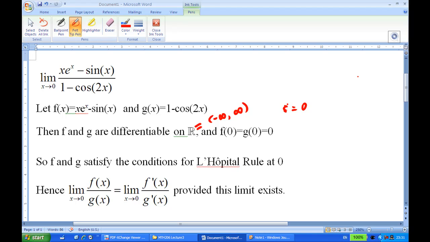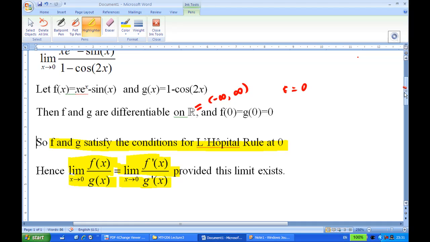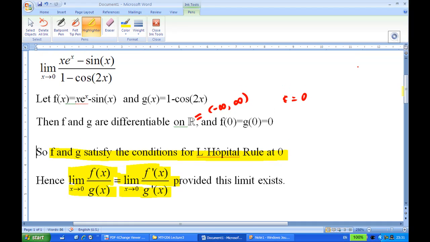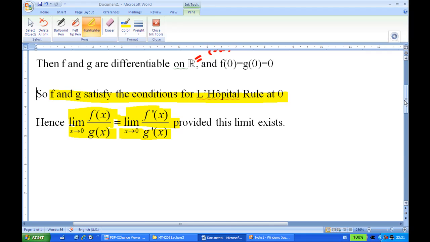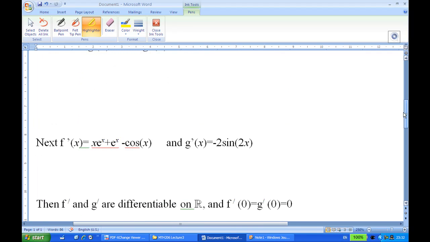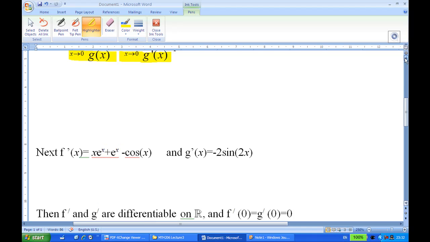So f and g satisfy the condition of the L'Hopital rule. So the limit of f(x) over g(x) when x approaches 0 is equal to the limit of f prime x over g prime x when x approaches 0. Now what is f prime x over g prime x? If the latter limit exists, then you can find the answer. Now f(x) is x e^x minus sin x, so you have to use the product rule. Let me show you the working.